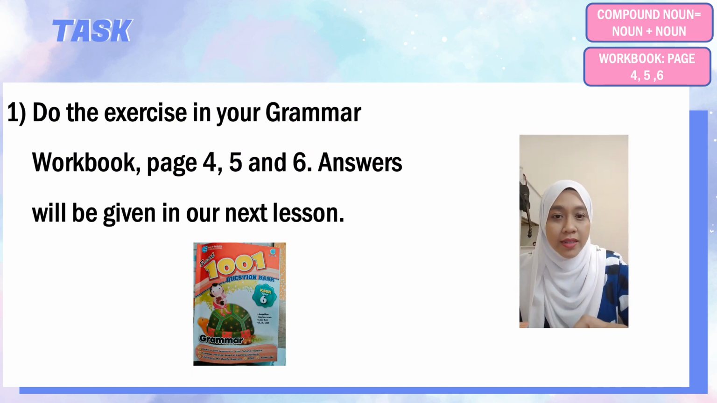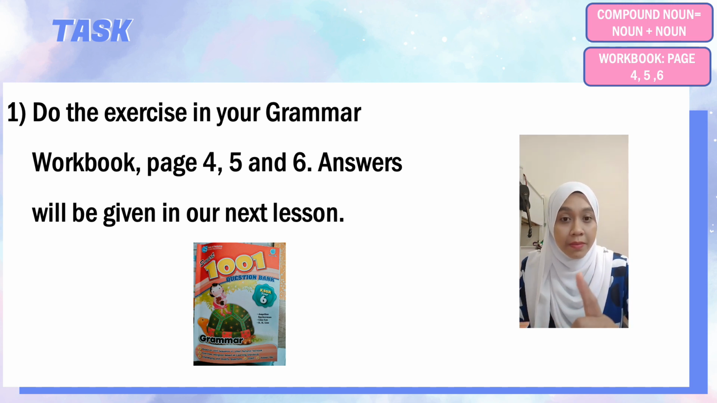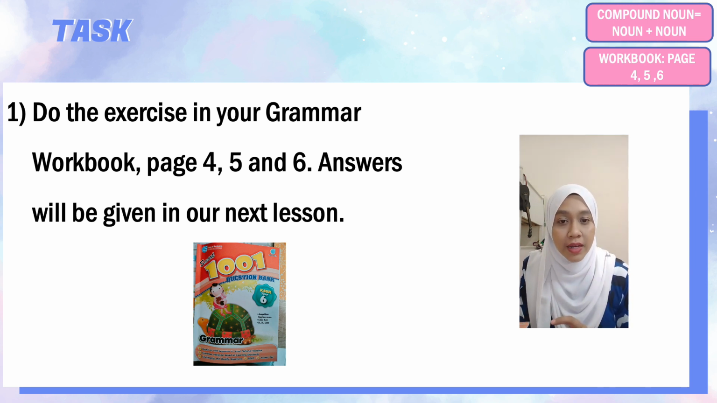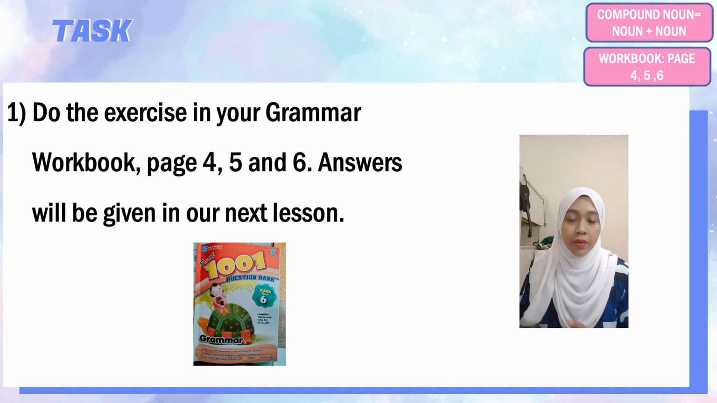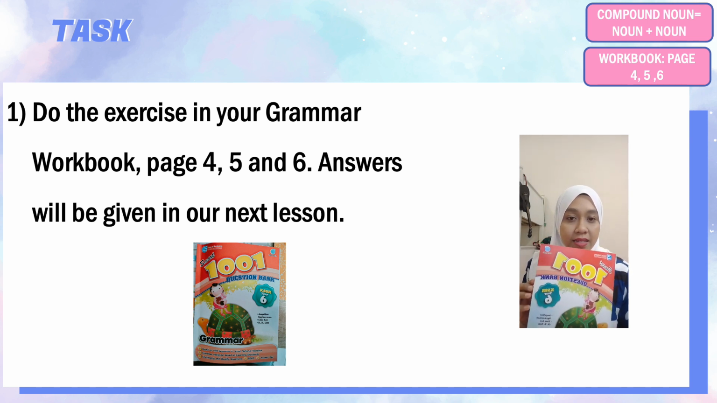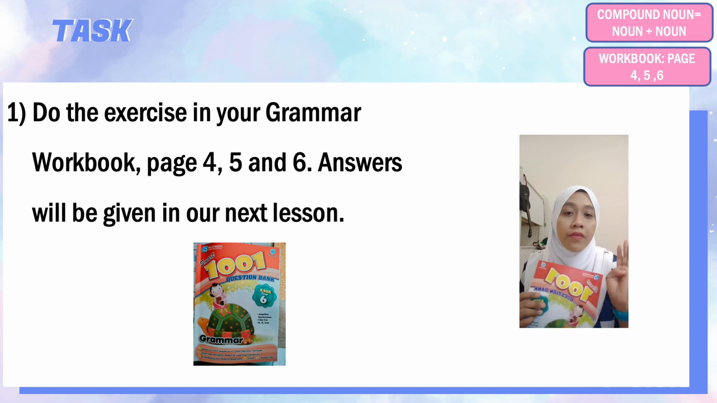Alright, so boys and girls, I hope you are clear about compound nouns by now. Alright, remember, a compound noun is a word that is made up of 2 nouns. Ingat, remember, compound noun is kata majmuk. Alright, so as for the task of today, we are going to use the grammar workbook. So please do all the exercises on page 4, 5 and 6. Alright, 3 pages. Try to do it on your own.